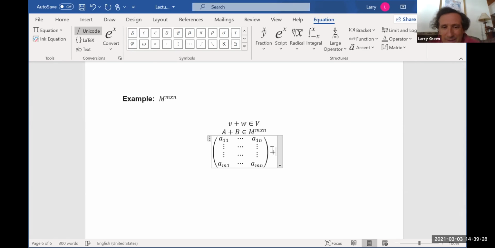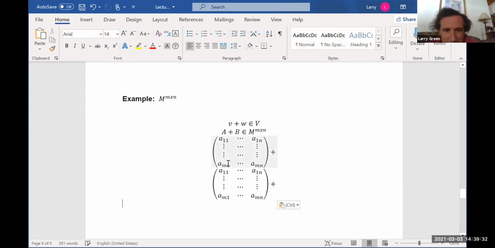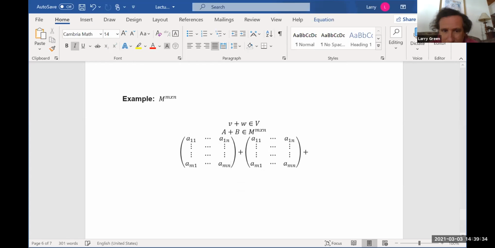And then plus exactly the same thing with B's instead of A's, right? Because we're adding it to the matrix B. Almost there.